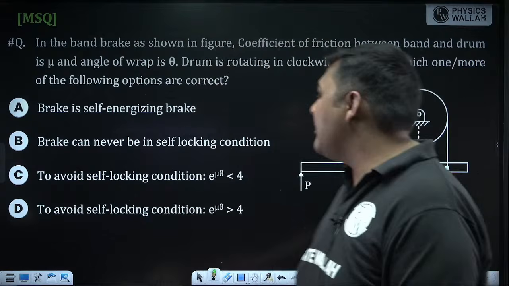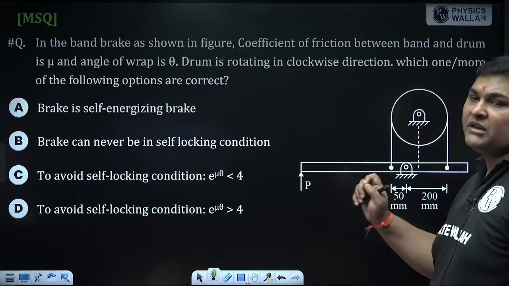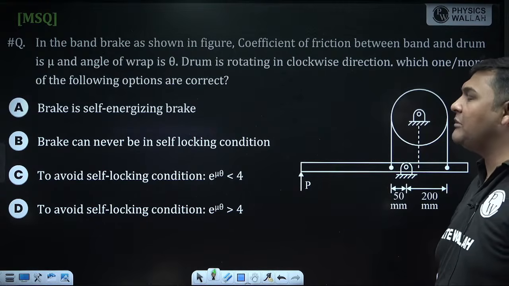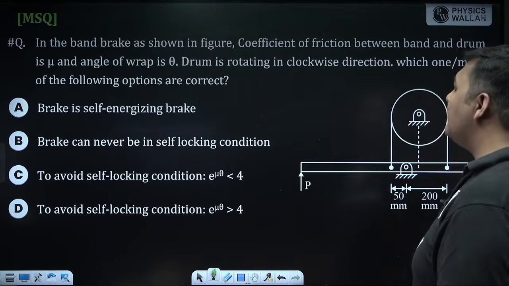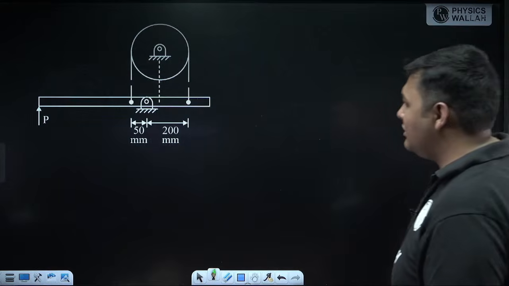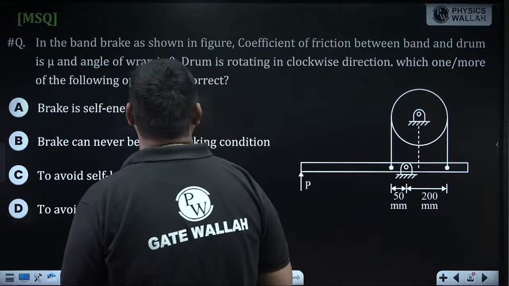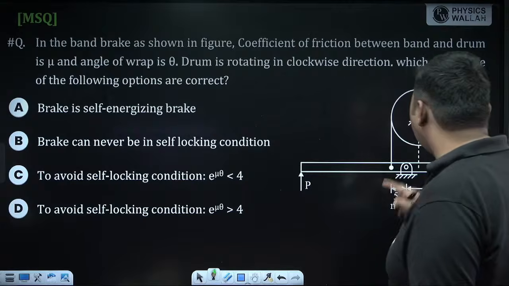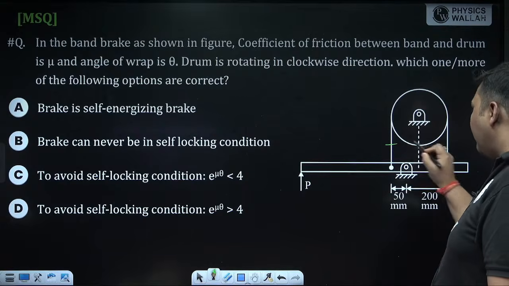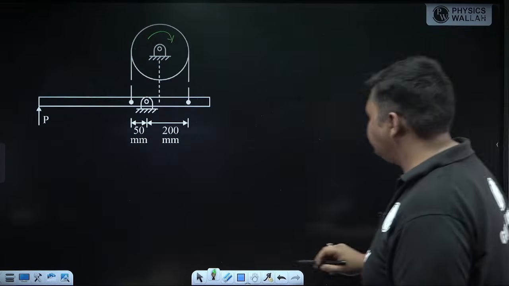Here I will suggest don't mug up anything, properly solve. By the proper method, solve this type of question, like I am discussing. First I am checking whether the brake is self-energizing or not. And the direction of rotation of the drum is clockwise. Now I am drawing the FBD of the lever. For that, what I am doing? I am cutting the band from both sides. So it will be like this.